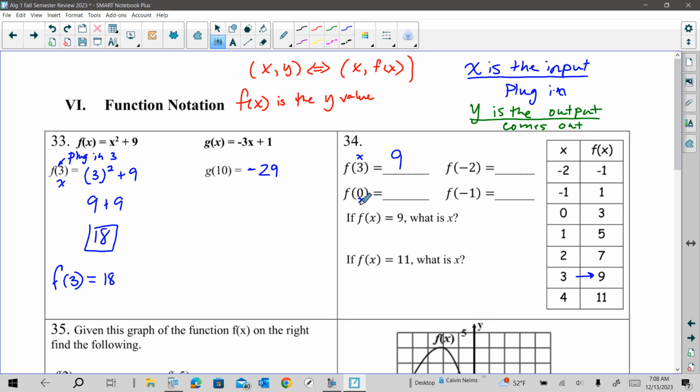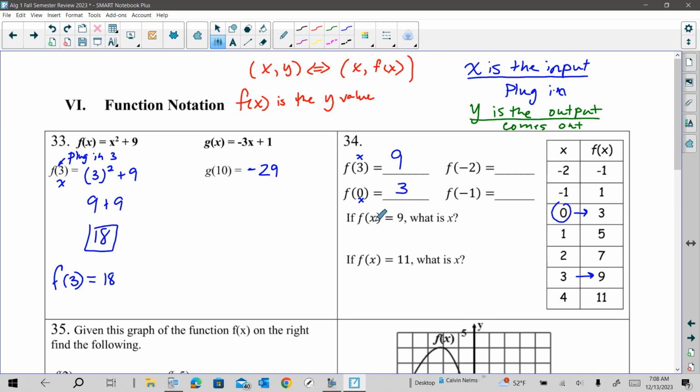Same thing, if f of 0, I go find the 0. Here's a 0, it maps to the 3. And there's our answer. You try the negative 2 and the negative 1. If there's no number in the table, then it does not exist. We can't get it off of there.